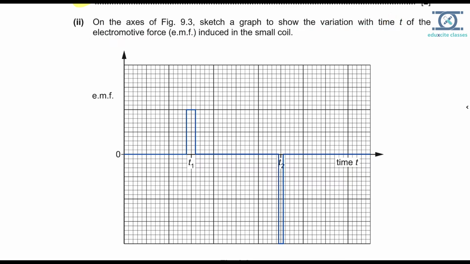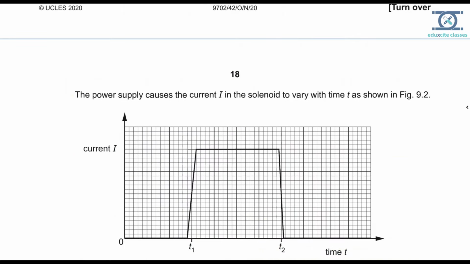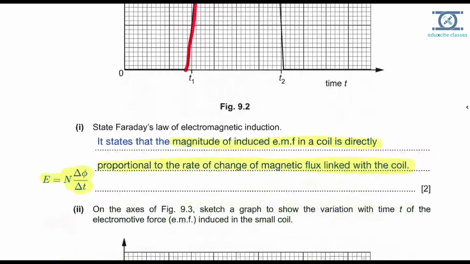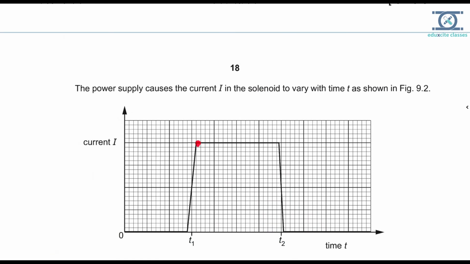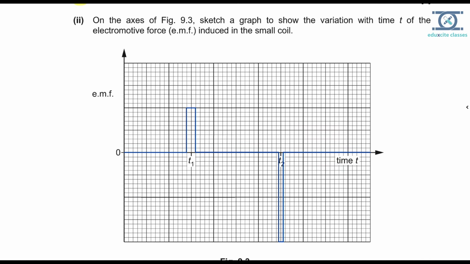So we know that EMF will only be induced if there is a change in magnetic flux, and the magnetic flux is changing due to the change in current. The current is changing in two boxes here, so the EMF will be induced for this time period only. Again the current is constant, so there will be no induced EMF. It will be 0 because there is no change in the magnetic flux.